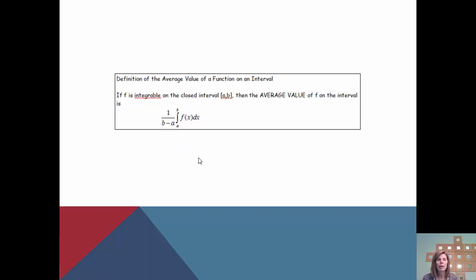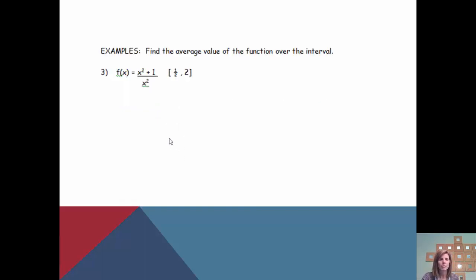So when we do a problem like this, I will allow you to use your calculator. However, we'll have to always make sure we put the 1 over b minus a outside of that integral when we do the problems. Okay, so let's go ahead and take a look at some examples.